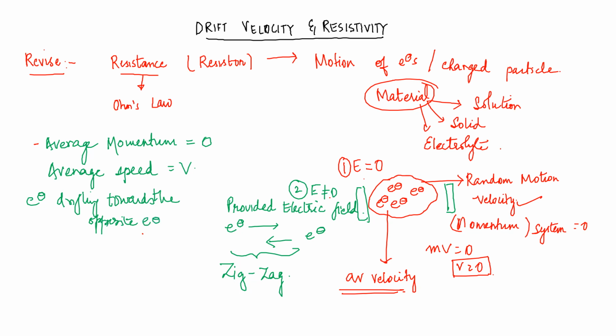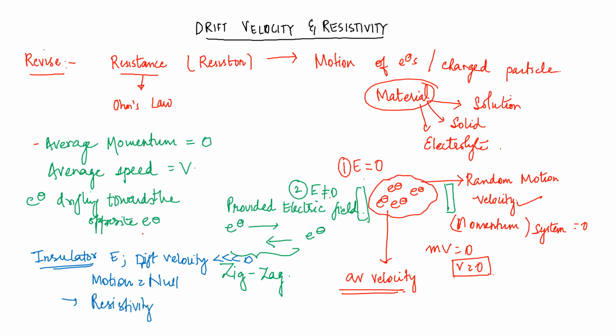This drifting, how these electrons are drifting, generally gives us an idea of resistivity. In an insulator, when we provide the electric field, this drifting is extremely low or slow. The drift velocity is extremely less, so the motion of electrons seen in this case is null. They provide high resistivity to the drift of the charged particles or electrons.